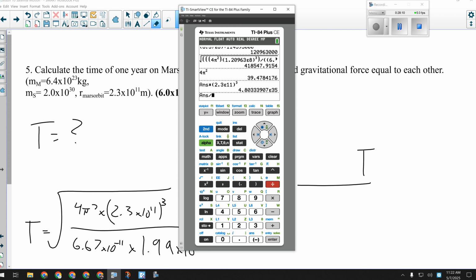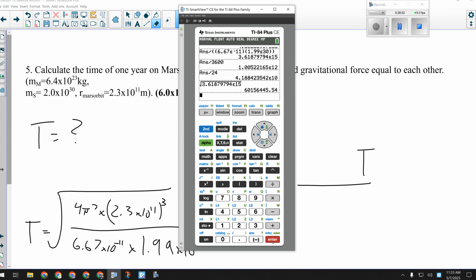Now I'll divide that by what's on the bottom, which will be 6.67 E negative 11 and 1.99 E30. Right, whoops, not 10. Close that up. All right, so I get 3.62 times 10 to the 15 seconds, which if I divide that by 3,600, it's that many hours. Divide that by 24, it's that many days. Oh, sorry, I forgot to square root that number. Hang on. I got to square root that number.